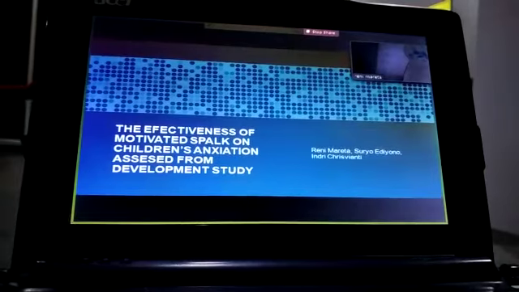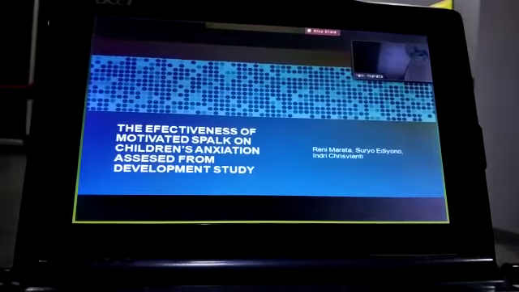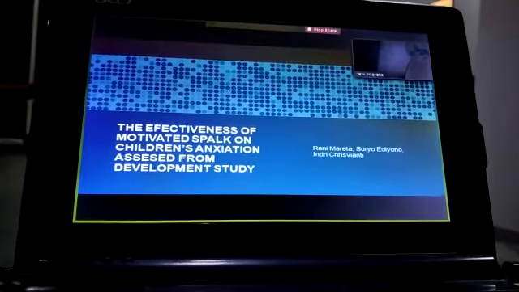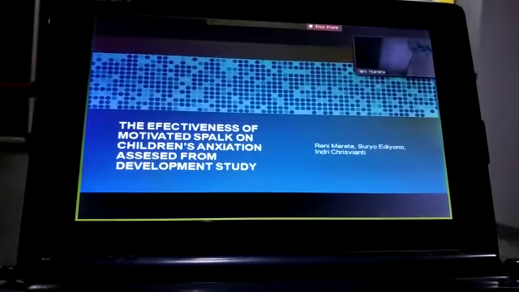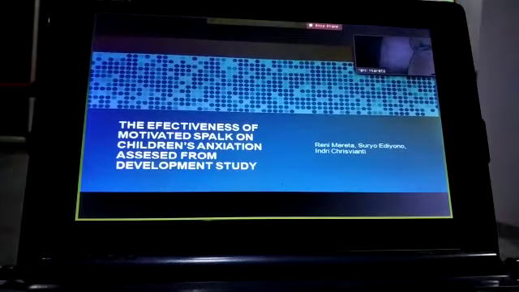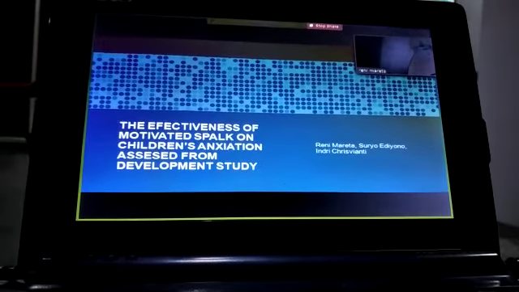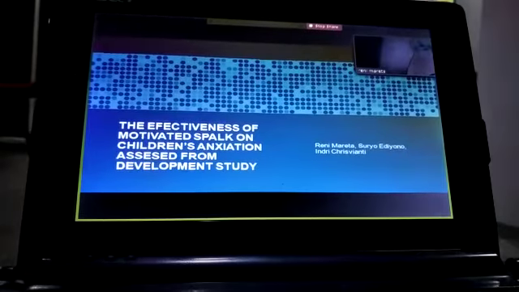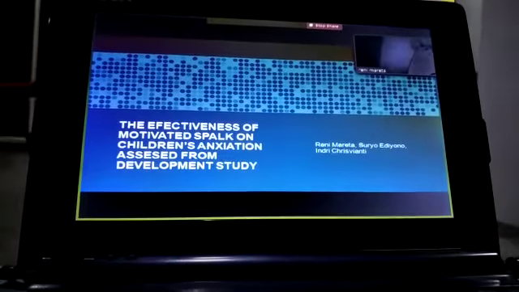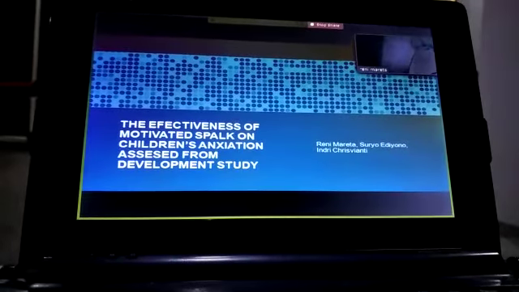My name is Reni. For this moment, I want to present my article. The title of my article is "The Effectiveness of Modified Spalk on Children's Anxiety Assessed from Development Study." My team in this research is myself, Reni Marita, Suryo Ejiono, and Indri Krisvianti.